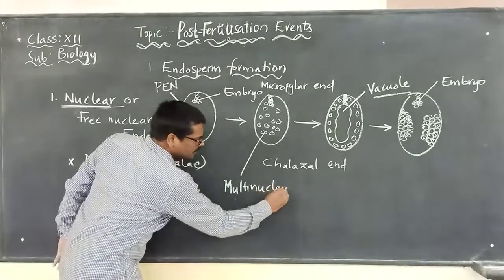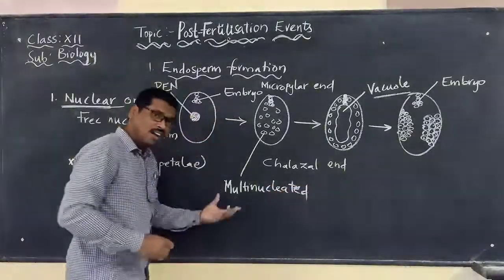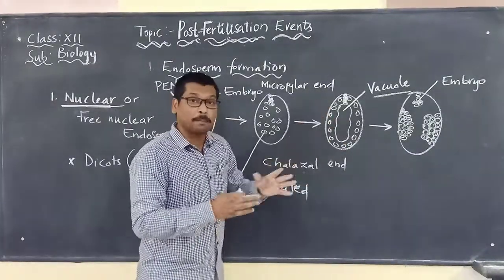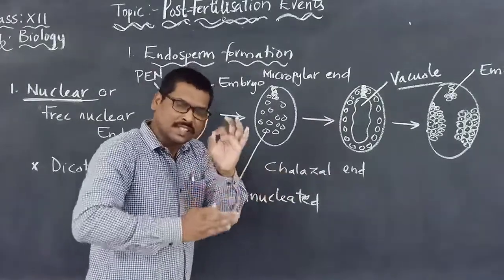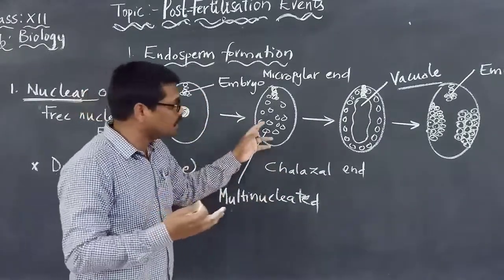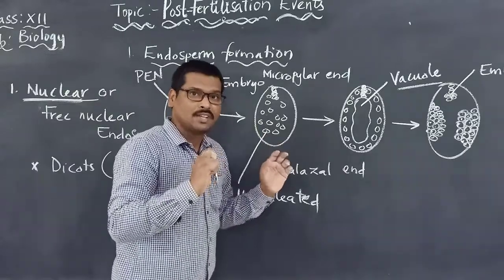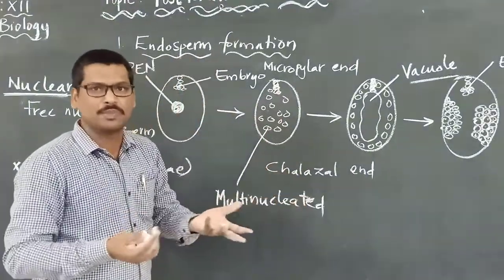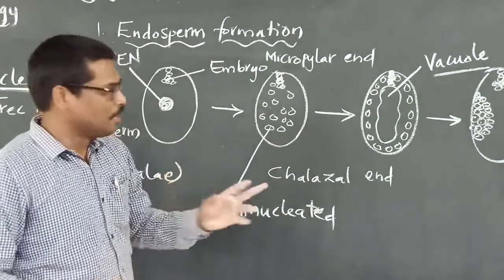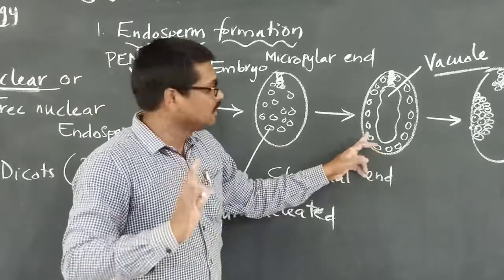Multinucleated. Okay, multinucleated. And all these nuclei are moving towards what? Periphery. Right after this cell division, what should happen? Right after the nuclear division, what should happen? Cell wall formation should be taking place, which we call what? Cytokinesis. But here cytokinesis is not taking place.